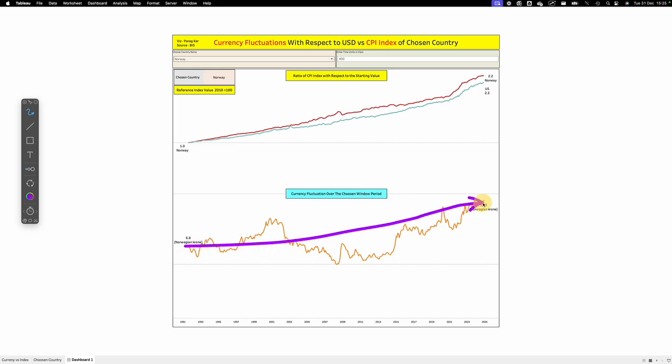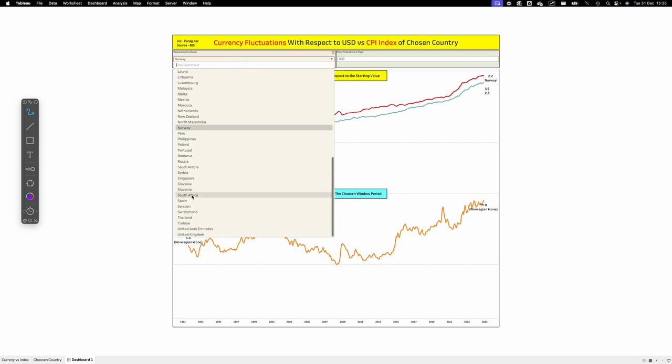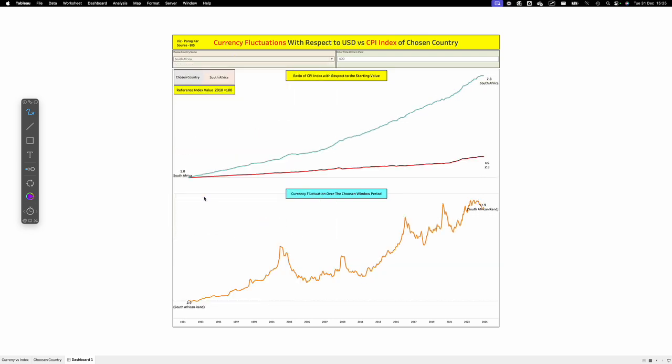It has remained kind of stable, right? It has appreciated in between, and now it actually has gone. So the US inflation is a little higher compared to Norwegian inflation. So let's take another country, for example, South Africa. Here also the same situation. See, South Africa inflation is much higher compared to US inflation, and therefore the currency has depreciated.